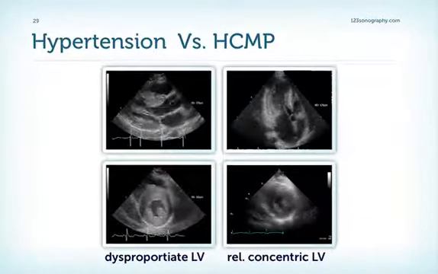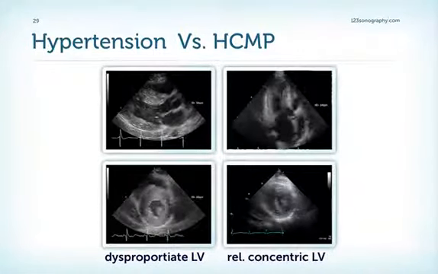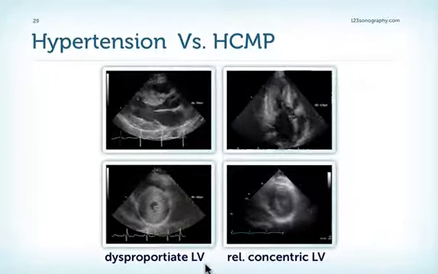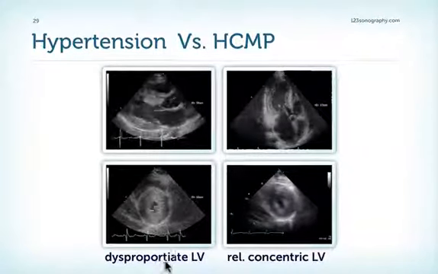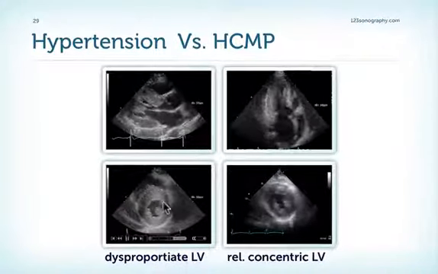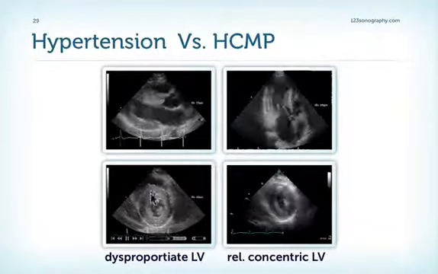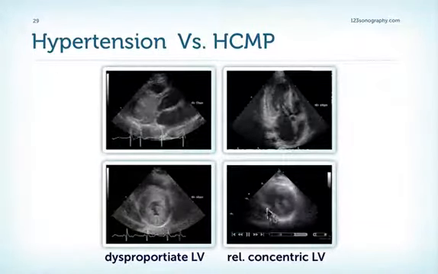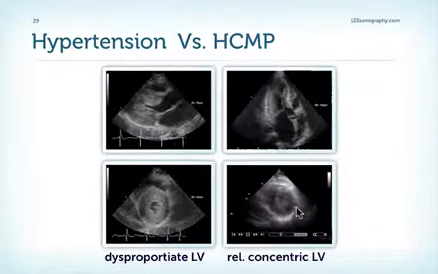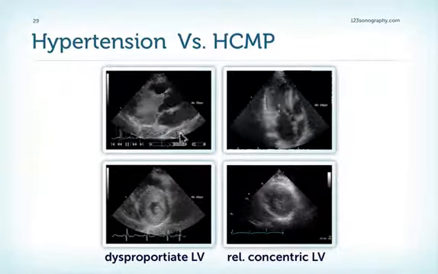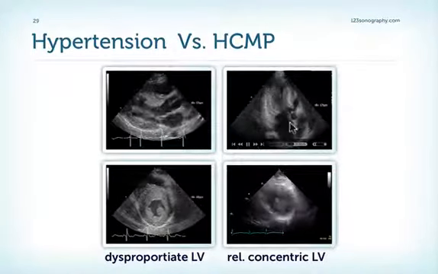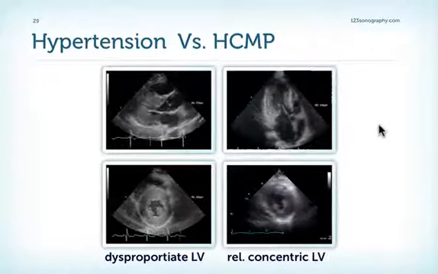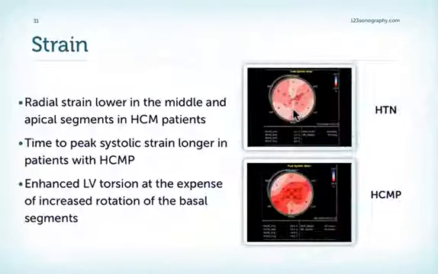Sometimes it's very difficult to distinguish hypertensive heart disease from hypertrophic cardiomyopathy. What you will find very often in hypertrophic cardiomyopathy is a more disproportionate form of LVH. You can see that the septum is extremely thick in this patient, as opposed to a more concentric form that you would find in a hypertensive patient. Other features of hypertrophic cardiomyopathy are the typical SAM phenomena, but beware, this can also be found in patients with hypertensive heart disease.